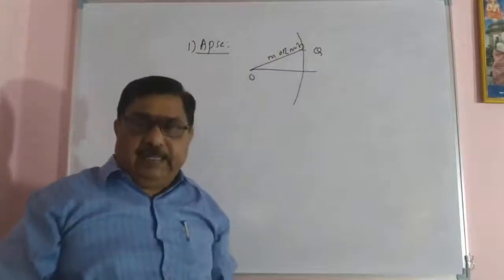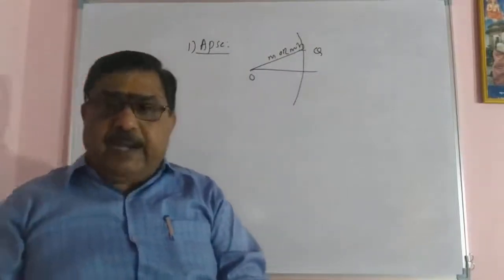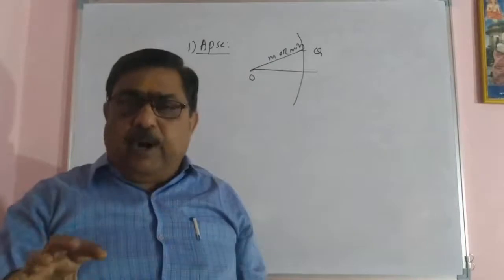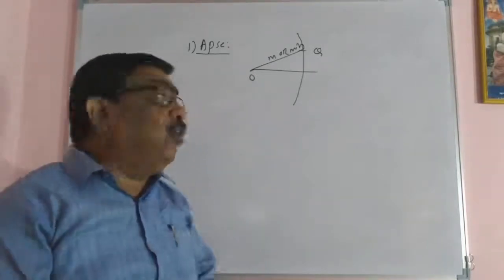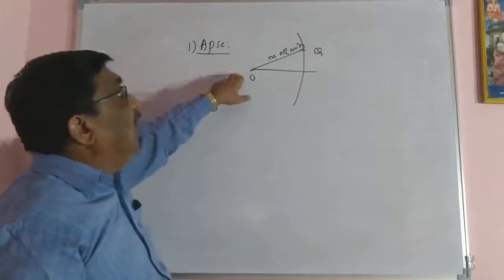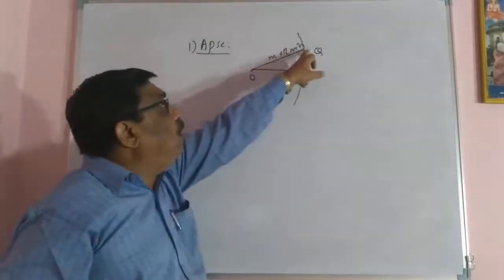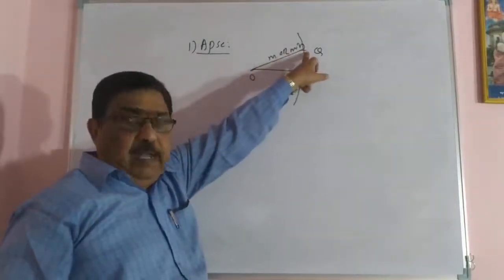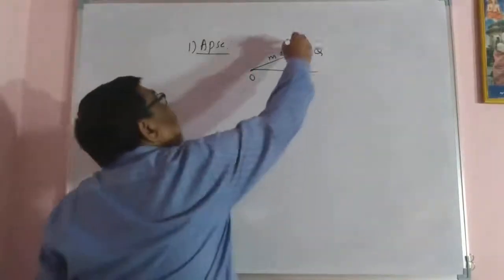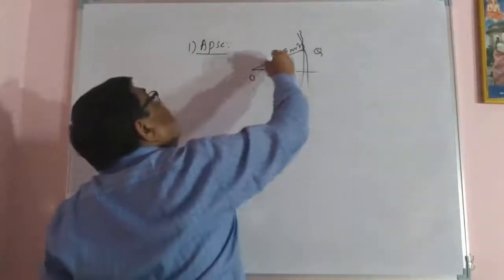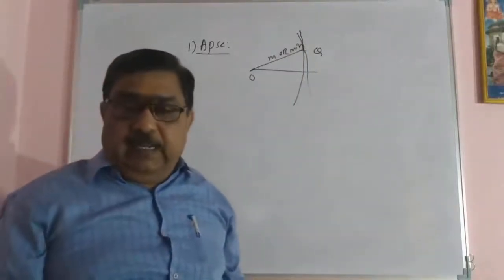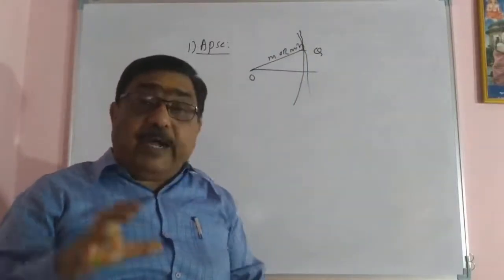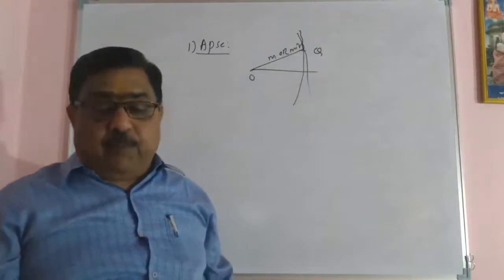Another way of defining this is: apse is a point on the central orbit at which the radius vector drawn from the center is normal to the tangent at that point. In other words, if I take a tangent at this point, the radius vector becomes a normal to it. Then this point Q is called an apse point.